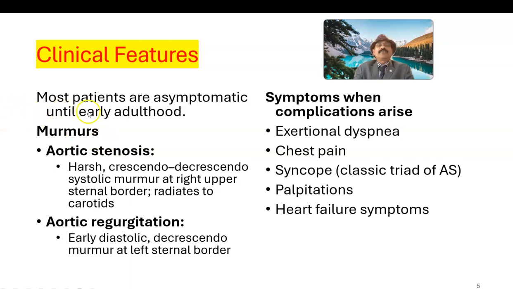Clinical features: most patients are asymptomatic until early adulthood. You will get a murmur due to aortic stenosis, a harsh crescendo-decrescendo systolic murmur at the right upper sternal border, radiating to the carotids. Aortic regurgitation gives an early diastolic decrescendo murmur at the left sternal border.